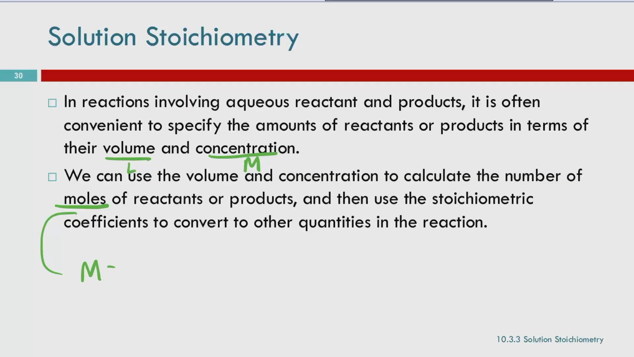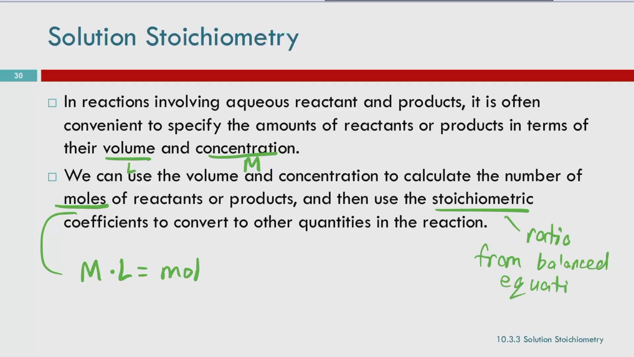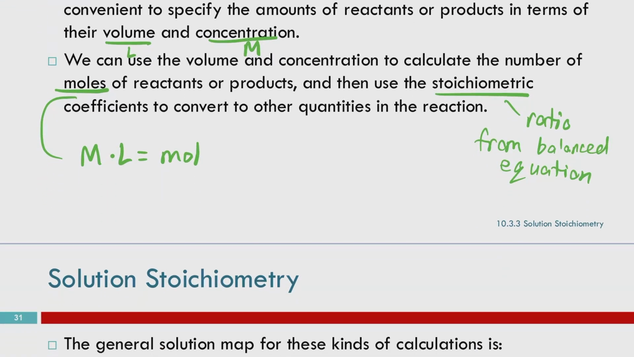Since M times L equals moles, we can figure out how much of the reactants or the products we have, and then use stoichiometric coefficients, aka ratio, from our balanced equation to convert to other things in the reaction. Let's see what that looks like.